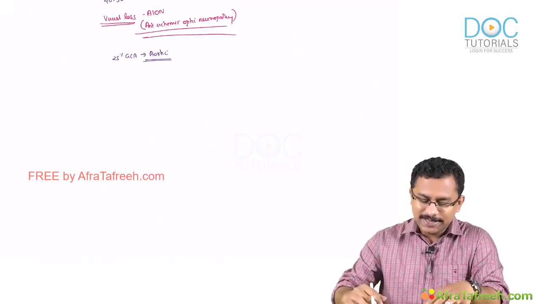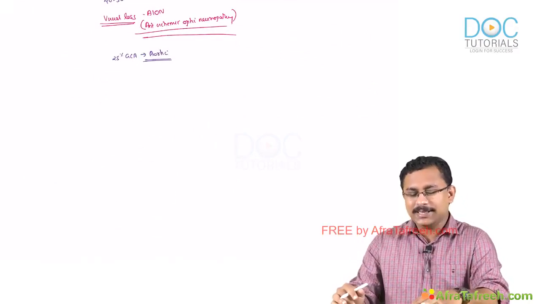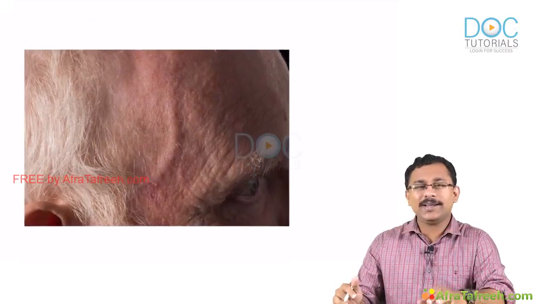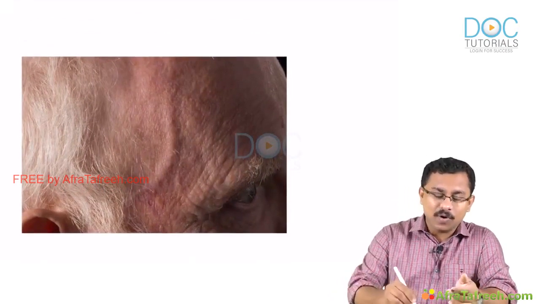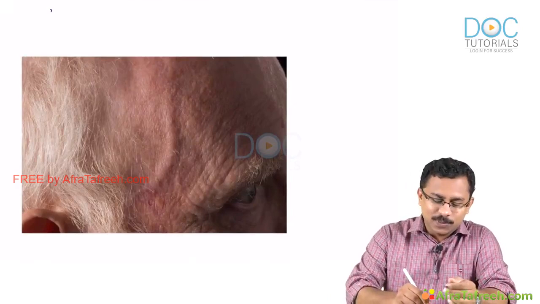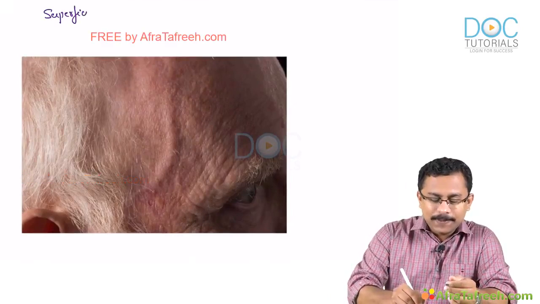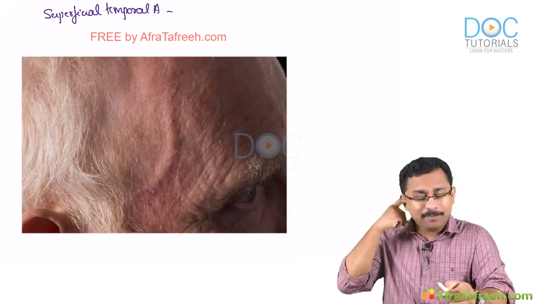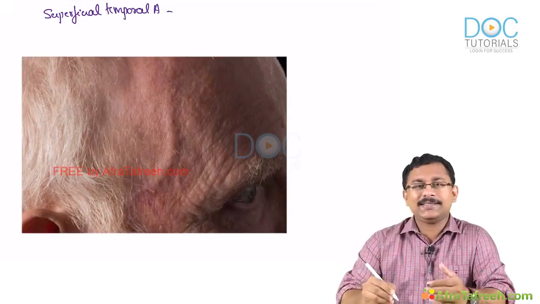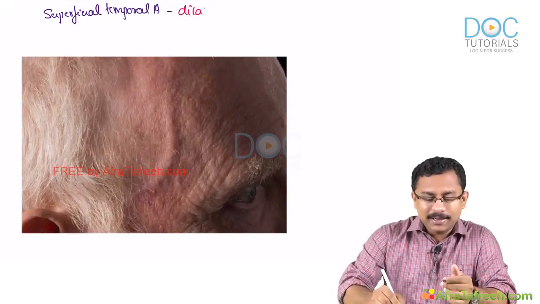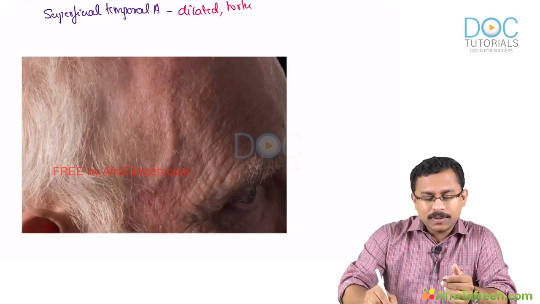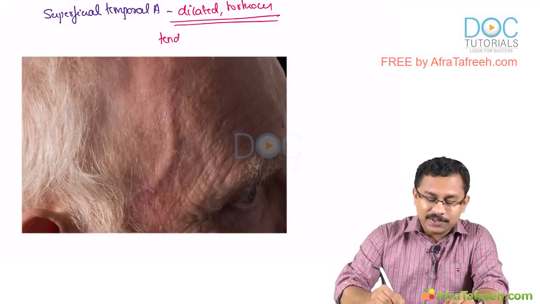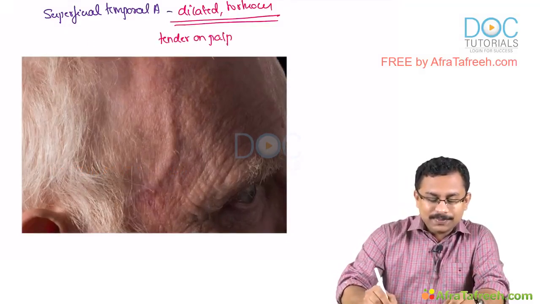Let's see some important images of giant cell arteritis. I told you this is called a temporal arteritis. So always know that the common vessel that is involved in giant cell arteritis is the superficial temporal artery. Remember that the superficial temporal artery in giant cell arteritis is actually dilated and tortuous, and it is very much tender on palpation.